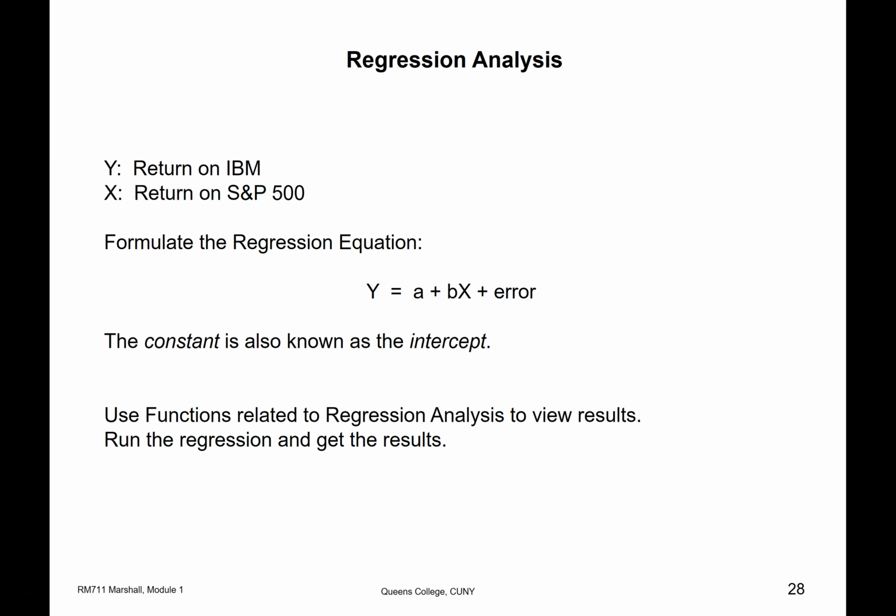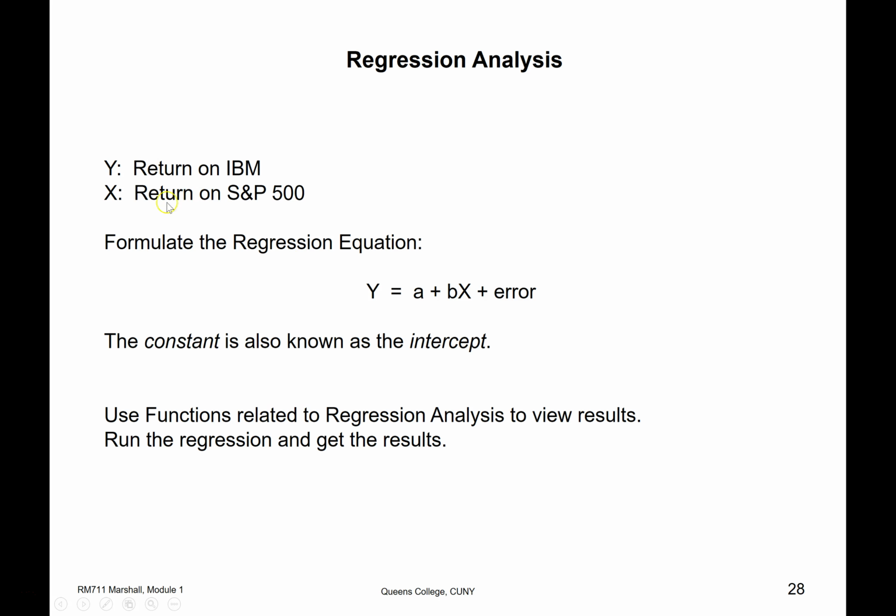In our case, if we're looking at the S&P, this would be the independent variable. The S&P, we'd say, well, we don't have any control over that. The S&P is going to do what it's going to do, and we want to see how the S&P impacts IBM. So IBM would be the Y variable, or the dependent variable. IBM is dependent upon the fluctuation in the S&P, right? At least that's the assumption here.